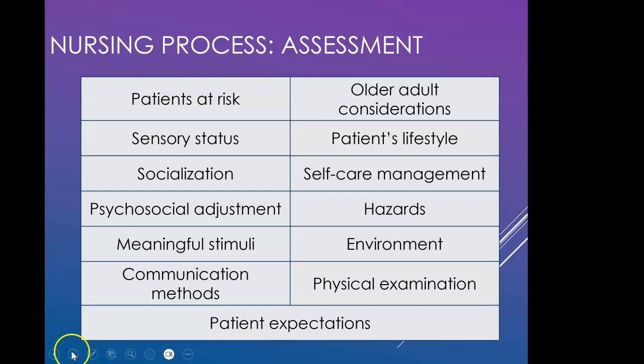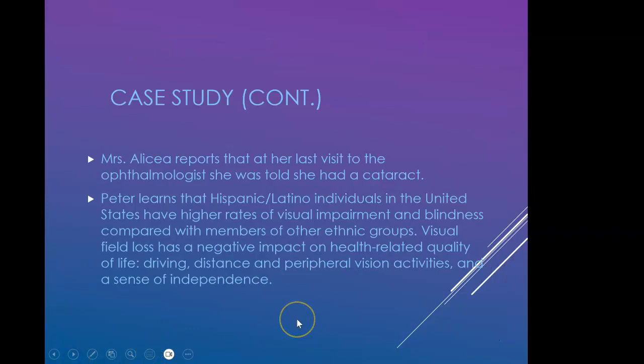Okay? So getting back to the case study, Mrs. Alicia reports that at her last visit to the ophthalmologist, she was told she had a cataract. Remember, I told you guys what a cataract was. And remember, I said that cloudy film over the eyes, that may be why she can't see that well. Peter learns that Hispanic Latino individuals in the United States have higher rates of visual impairment and blindness compared with the members of other ethnic groups.